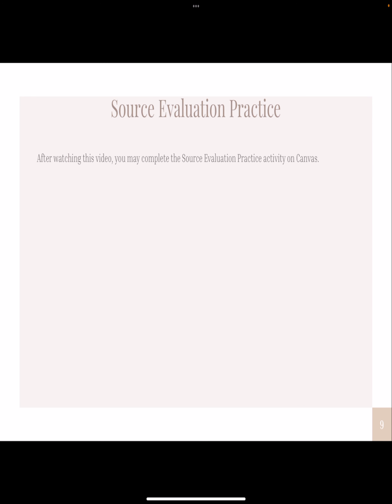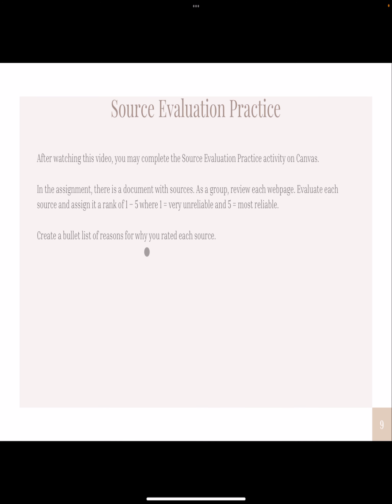So after completing this activity, after watching this video, you can complete the source evaluation practice on Canvas. There's actually not a document, there's just a link of sources, several sources. And you're going to want to open each source with your group and evaluate it, ranking it of 1 to 5, 1 being very unreliable, 5 being the most reliable. Create a bullet list of reasons for why you rated each source the way you did, right? Essentially giving evidence for your decision. You can use the CRAP criteria notes to help with your source evaluation, as well as that document of URLs.